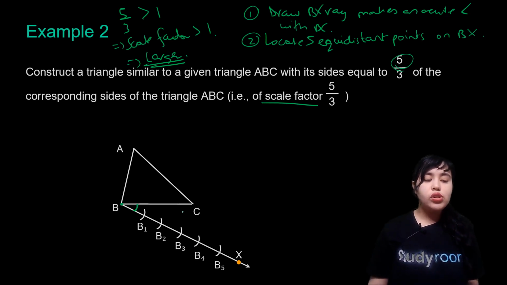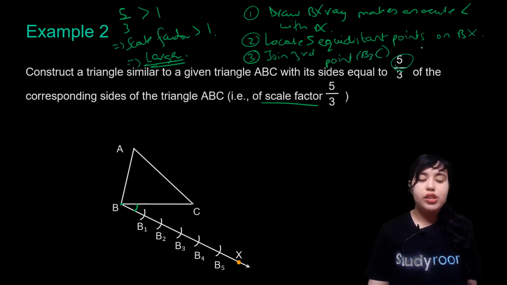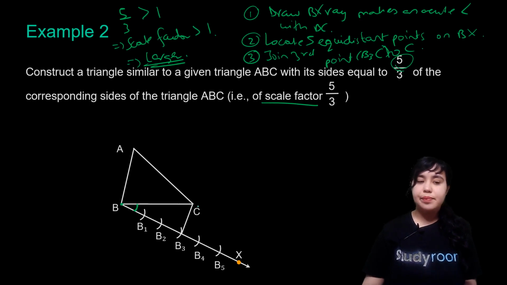Now you need to see if 3 or 5 is greater. 5 was greater, so we've already done this 5 thing by taking 5 equidistant points on BX. Now we make use of this 3 and we join the third point that we have constructed, that is B3, to your C. So we join B3 and C.